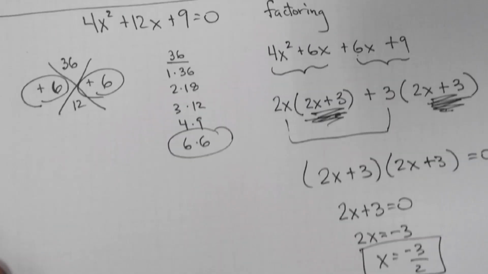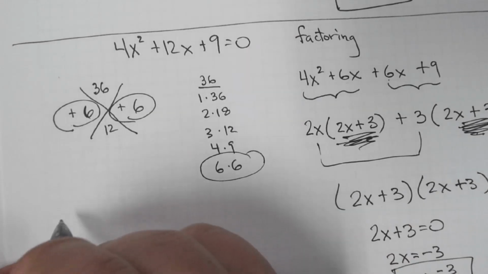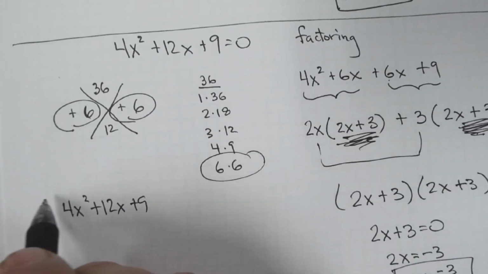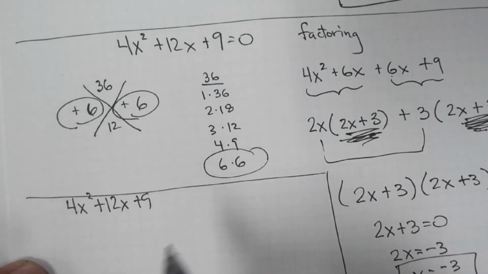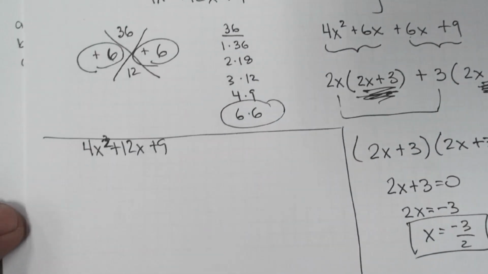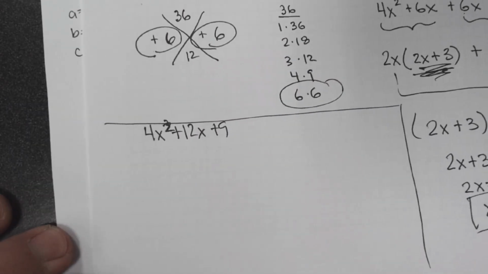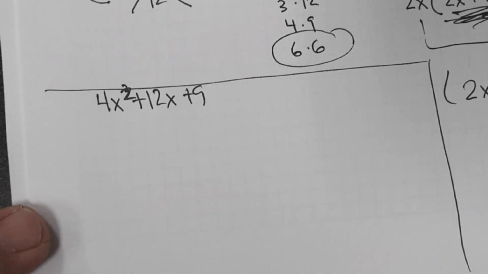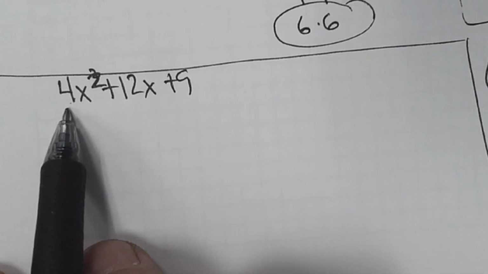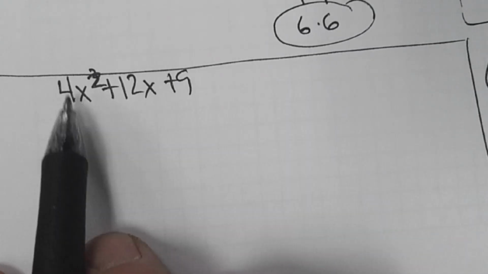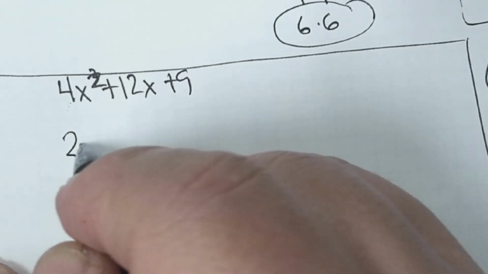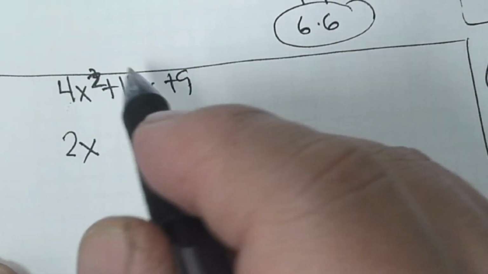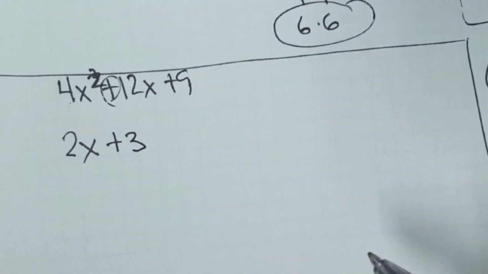Now, that's using factoring. What if I were to solve this problem using a perfect square? What if I were to say, hey, let's solve this by completing the square? Well, the first thing you should realize is you look at this and go, I think I can take the square root of this one. Square root of 4 is 2x. The square root of 9 is 3, but the sign in the middle is a plus, so plus 3.